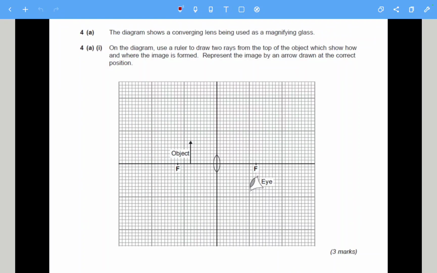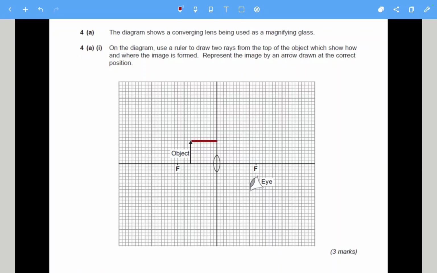So the diagram shows a converging lens used as a magnifying glass. So this one actually tells you what type of diagram we should be drawing. On the diagram, use a ruler to draw 2 rays from the top of the object, which show how and where the image is formed. So obviously if you've got a ruler, this is much easier.